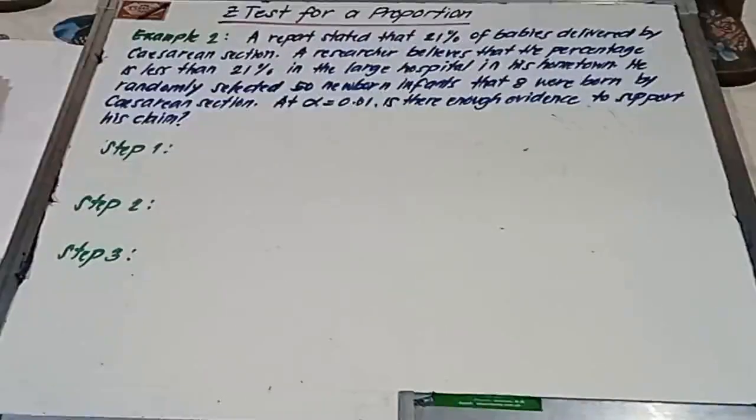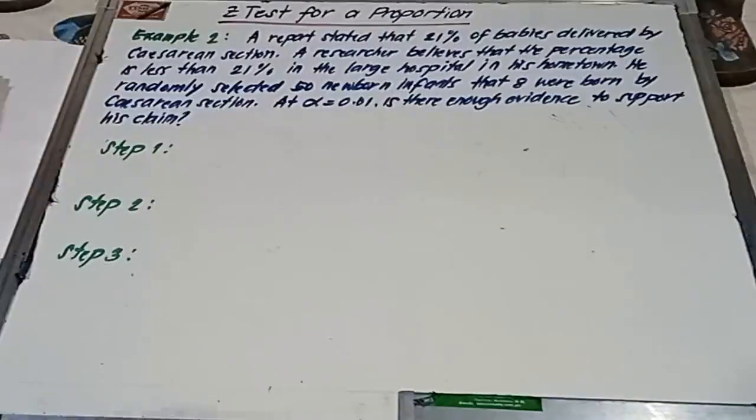Okay, so this is my second example for the z-test for a proportion. It says a report stated that 21% of babies are delivered by cesarean section. A researcher believes that the percentage is less than 21%. In the large hospital in his hometown, he randomly selected 50 newborn infants and found that 8 were born by cesarean section. At alpha equal to 0.01, is there enough evidence to support his claim?